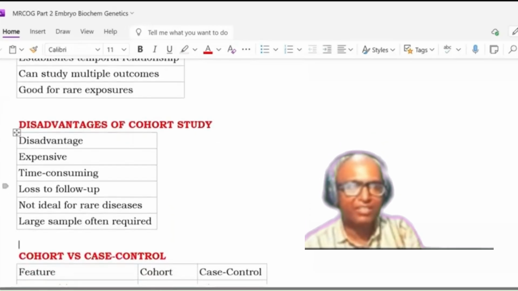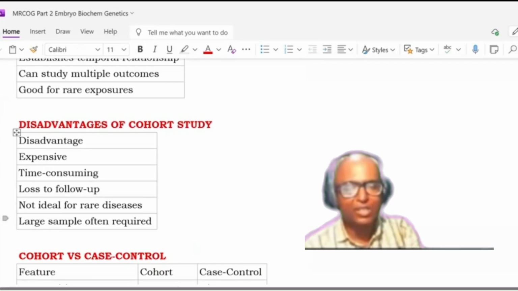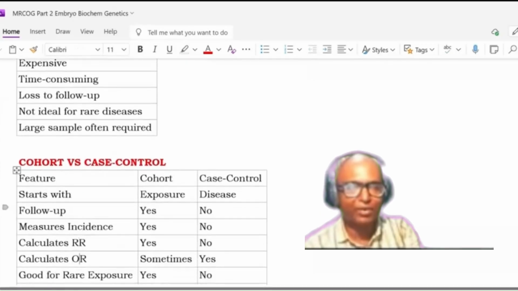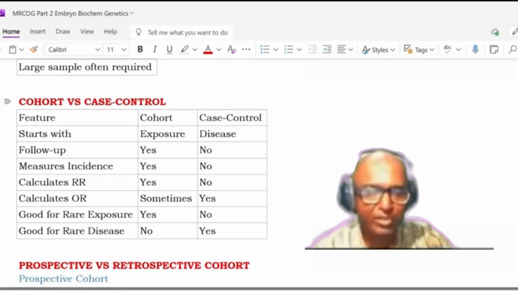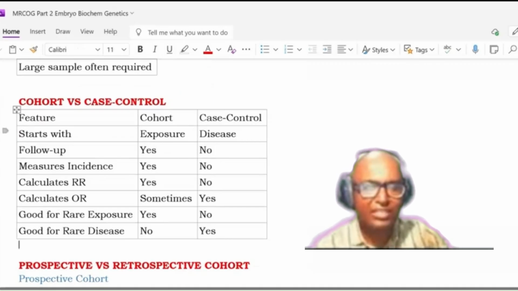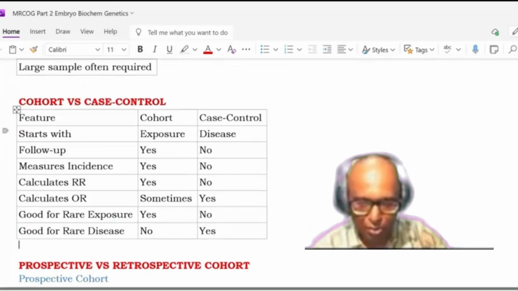Generally, it is expensive, time consuming. There will be loss to follow up. Not ideal for rare diseases. Okay, it is ideal for rare exposure, but not ideal for the rare disease because the follow up will be long. Okay, and a large sample is often required. Okay, so if you compare the cohort study with the case control study, cohort study starts with the exposure, while case control will have the disease population to begin with.